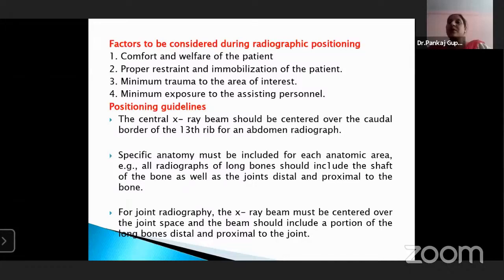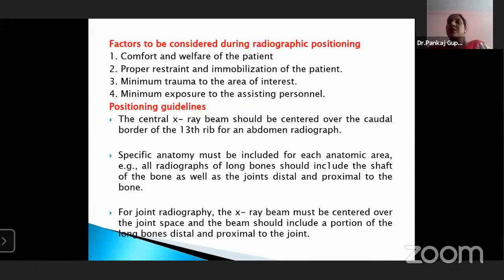Then minimum exposure to the assisting personnel. As we all know, the X-rays may cause radiation exposure. So exposure to additional personnel like our technicians or supporting staff should be kept minimum. For that, we must use the cassette holders.